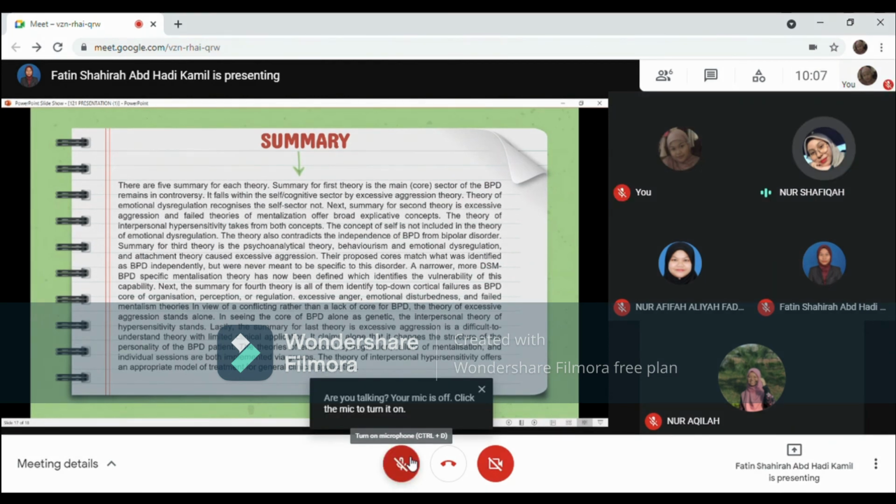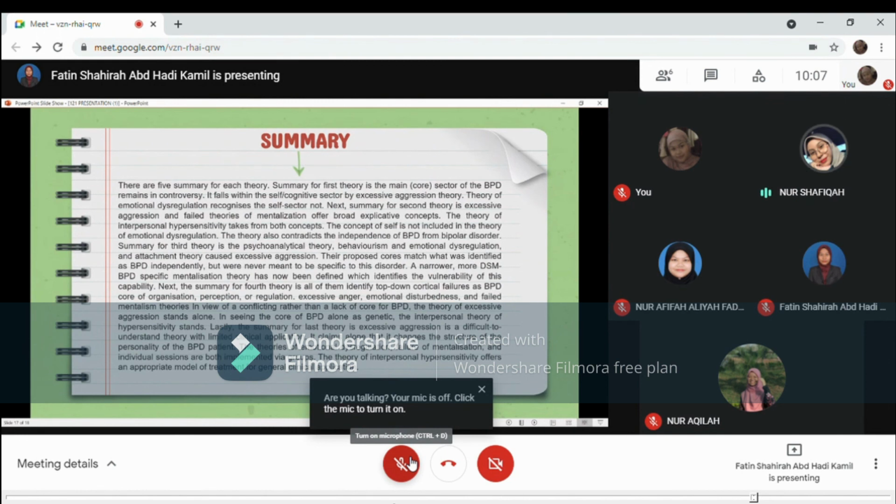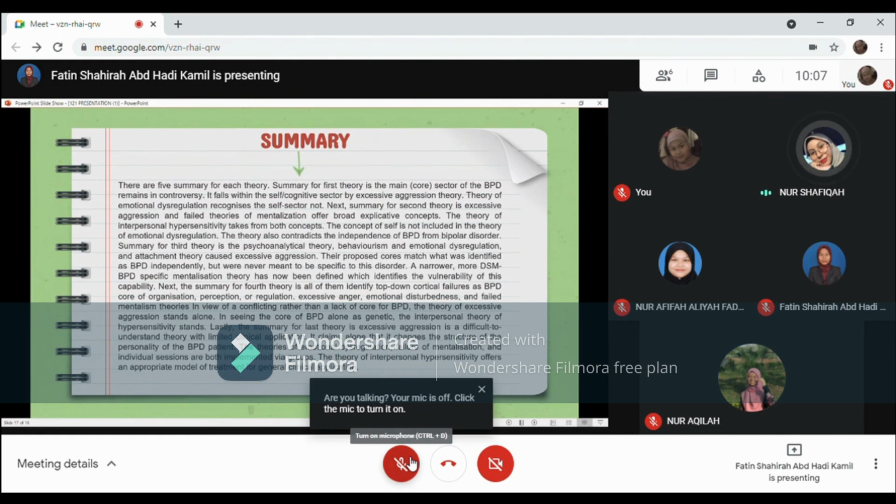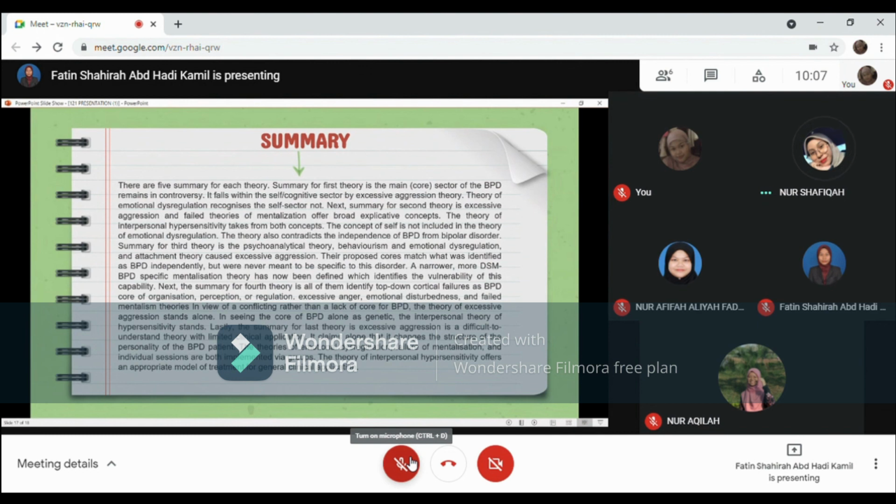For Article 3, there are 5 summaries, one for each theory. The summary for the first theory is that the main core sector of BPD remains in controversy. It falls within the self-cognitive sector by the excessive aggression theory. The theory of emotional dysregulation is recognized in the self sector. Next, the summary for the second theory: excessive aggression and failed mentalization theories are pro-applicative concepts. The theory of interpersonal hypersensitivity takes from both concepts. The concept of self is not included in the theory of emotional dysregulation. The theory also contradicts the independence of BPD from bipolar disorder.